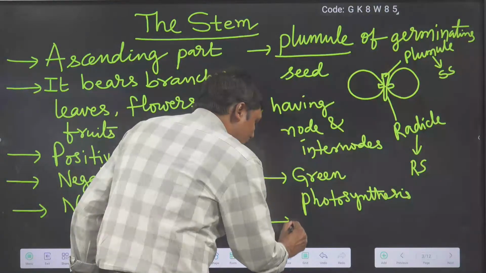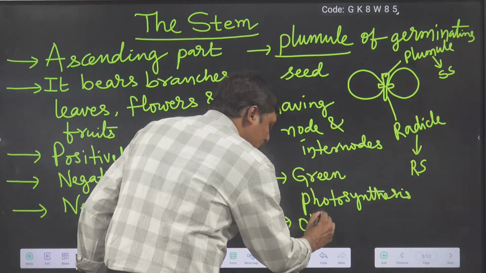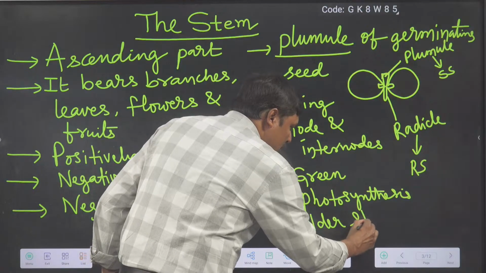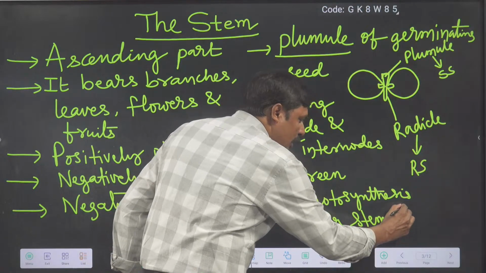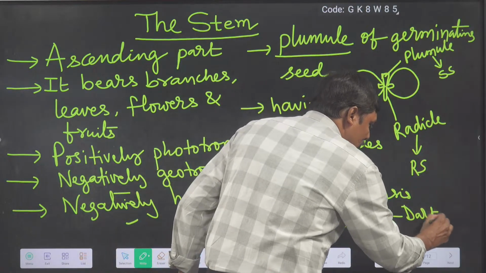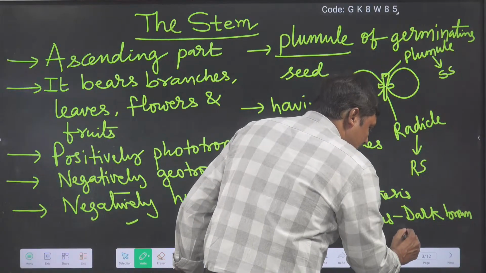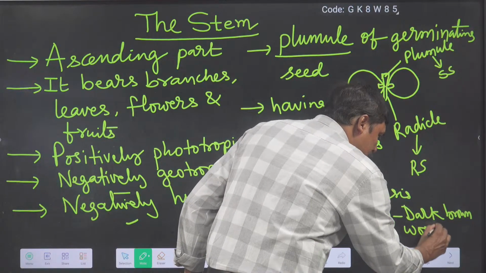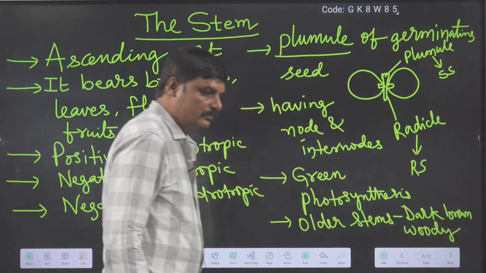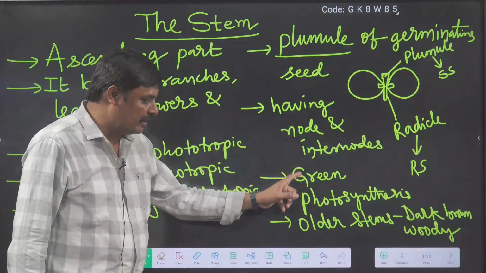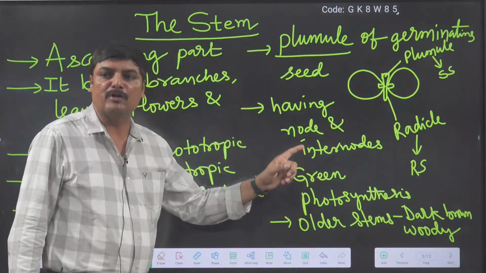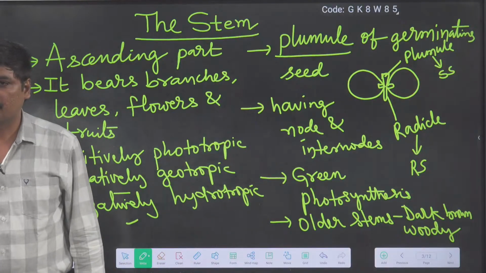But the older stems are dark brown in color. These are the basic points, and gradually it becomes woody. Young stems are green, older stems are dark brown and woody. Understand?